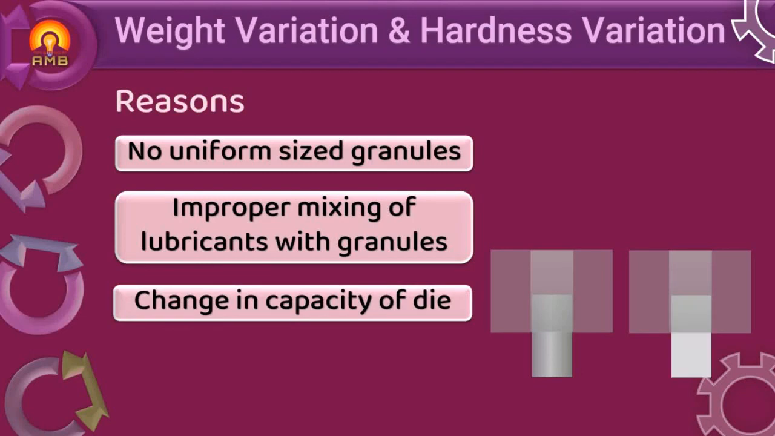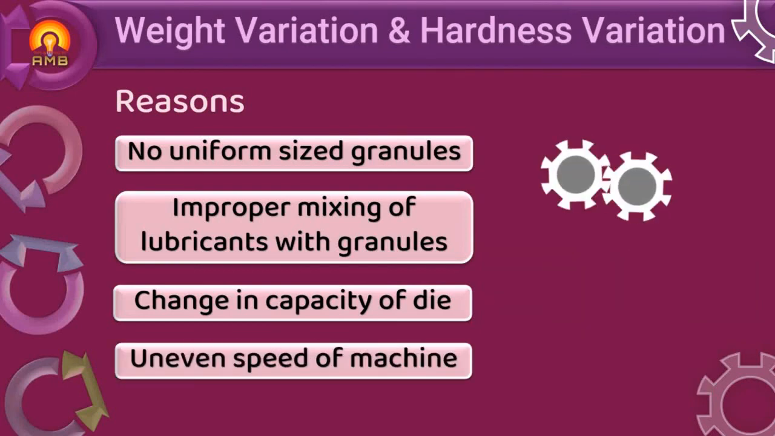Due to vibration of the machine and compression of granules, there are chances of change in the adjustments of the machine, which may lead to change in the capacity of the die and ultimately weight and hardness variation. If the speed of the machine is not constant, it also leads to weight variation and hardness variation.